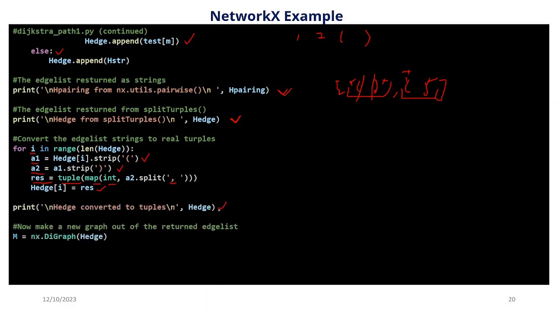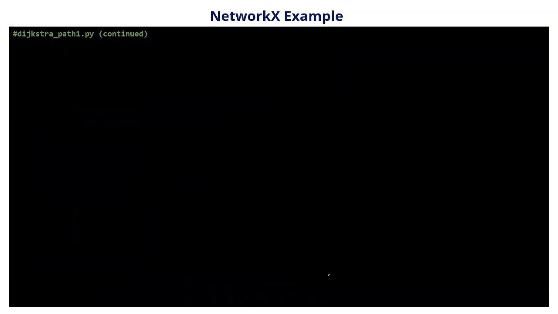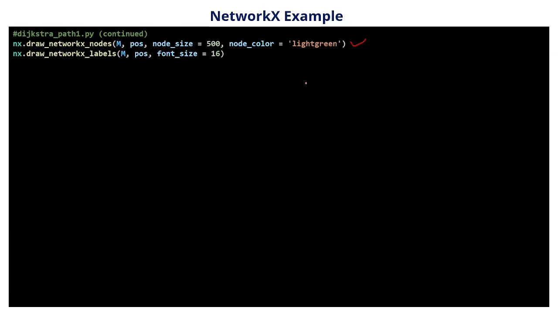We can see what we did. So now we can create a new digraph from the paths that were returned from Dijkstra's algorithm, and we'll begin to plot the second subplot. Every other thing from here remains similar to what we did when we plotted the first graph. We can set a title and say this is the shortest path from one to other nodes of G. In the same way we draw the network nodes, we draw the network node labels. We can just print this for the purpose of learning.